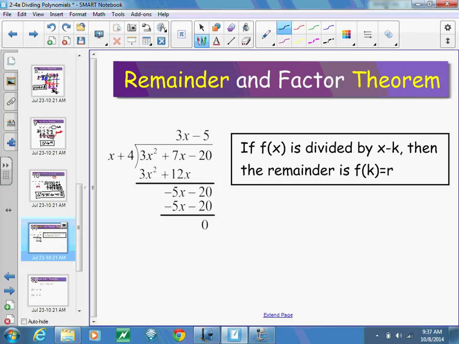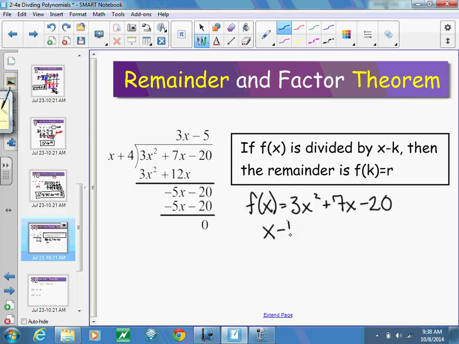What do I mean by that? Well, here our function that we're dividing, so f of x, would be 3x squared plus 7x minus 20. And what we're dividing here is by x minus 4, or x plus 4. So x minus k, in our case here, equals x plus 4, telling us that k is going to equal negative 4.